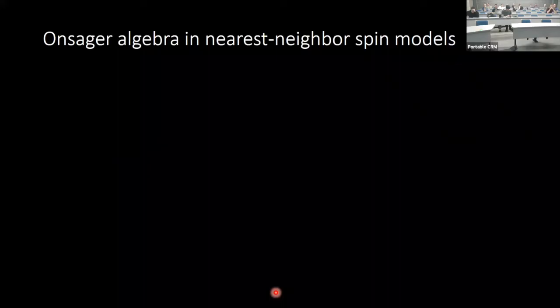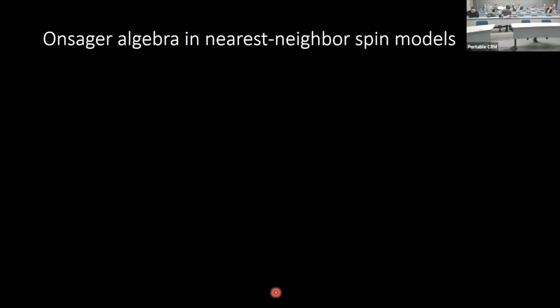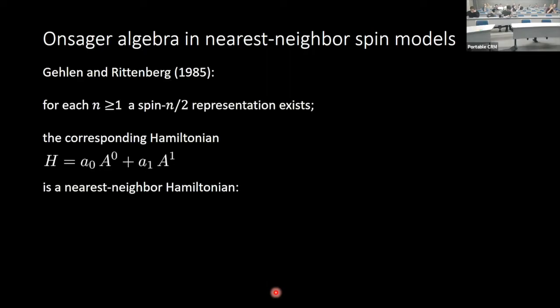So the Ising model is one representation of this. The Hamiltonian of the Ising model is written in one representation of the algebra. However, an important result obtained long ago is that for each small n greater than or equal to 1, a spin n divided by 2 representation exists with a nearest neighbor Hamiltonian. The Hamiltonian looks in terms of these generators A0 and A1 exactly as the Ising Hamiltonian.